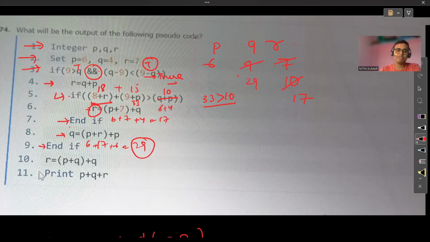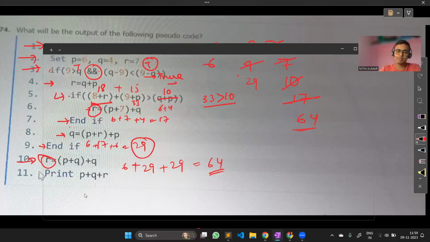Now we are ending this if condition also, and moving to the next statement, that is R equal to P plus Q plus Q. The P value is 6, the Q value is 29, and again the Q value is 29. So 29 plus 29 will become 58, and 58 plus 6 will give the value 64, and it will be assigned to R. So R will now become 64. And now all of the values are added and printed.